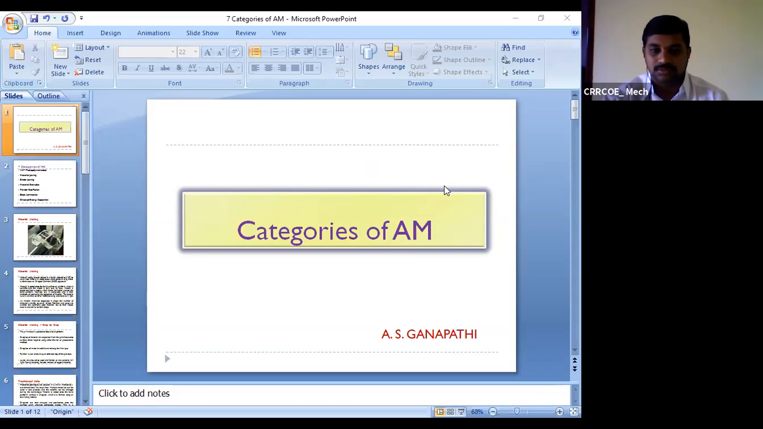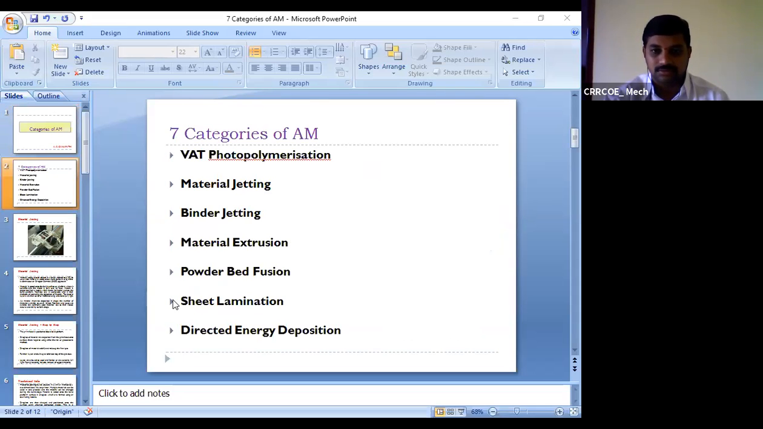Here are the categories of additive manufacturing. Here we have 7 different categories. Category wise they have classified: VAT polymerization is the first method, and material jetting is the second. Then binder jetting, material extrusion, powder bed fusion, sheet lamination, directed energy deposition. So all these categorizations are used in the different methods discussed so far.